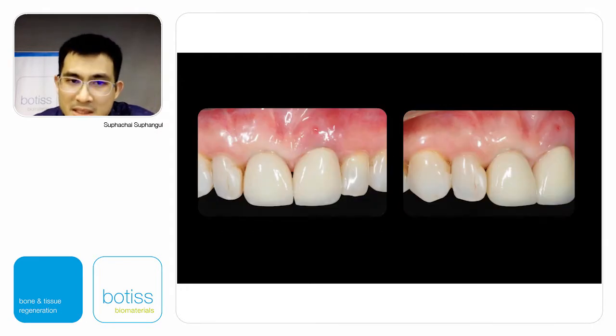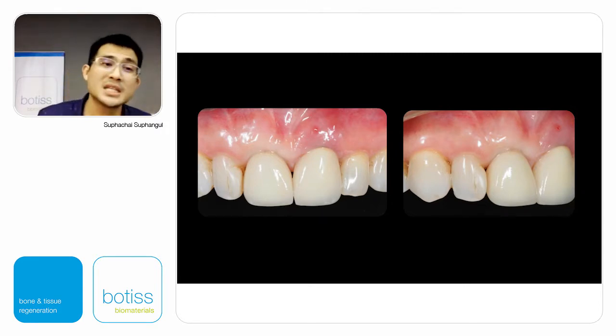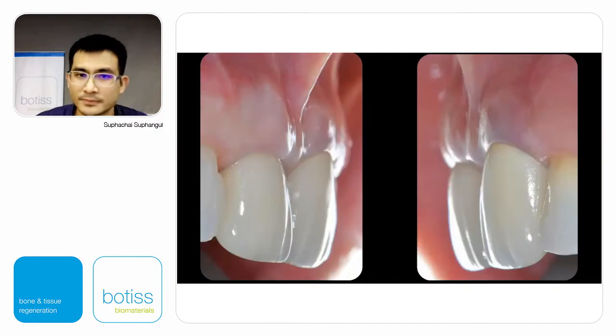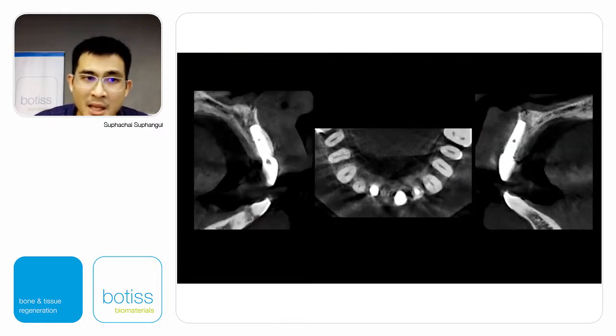You can see that because of the lack of bone support, number 2 always has pus coming on and off. We offered the patient an option to remove it, regenerate the bone and place a new implant, but the patient declined the treatment option. After 2 years, you can see the soft tissue and hard tissue on number 1 and number 2 are a little bit different. The tissue contour looks very good and the patient is satisfied with the treatment.